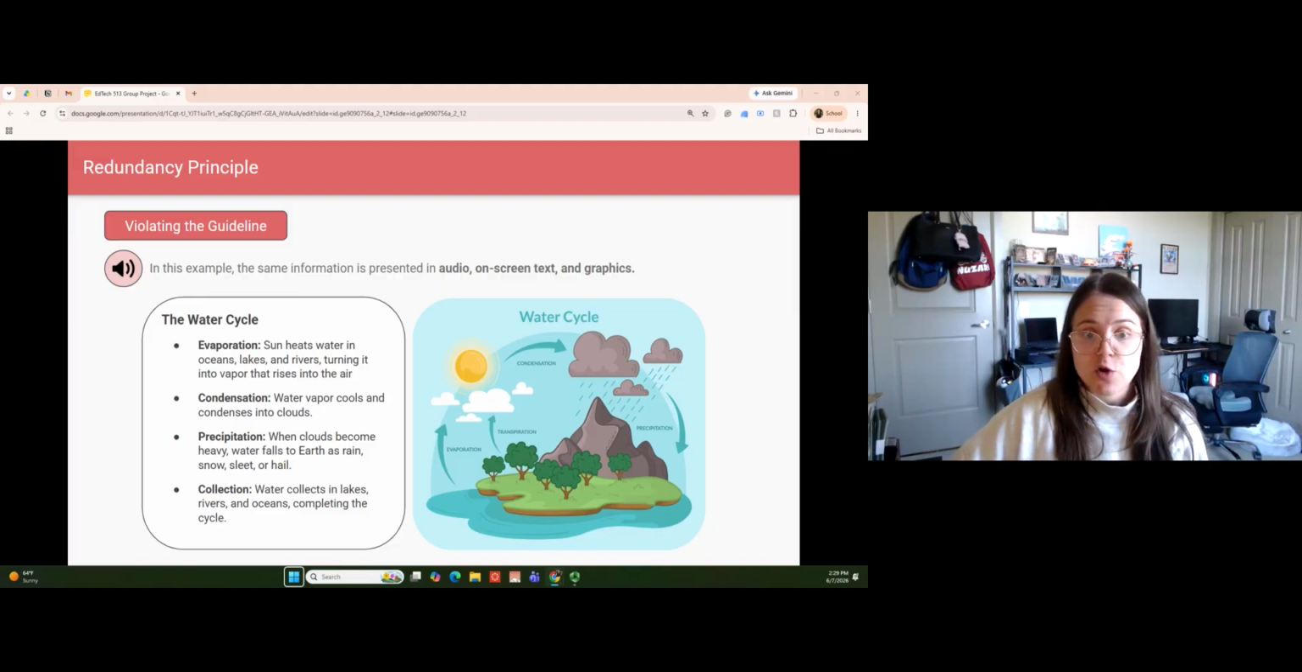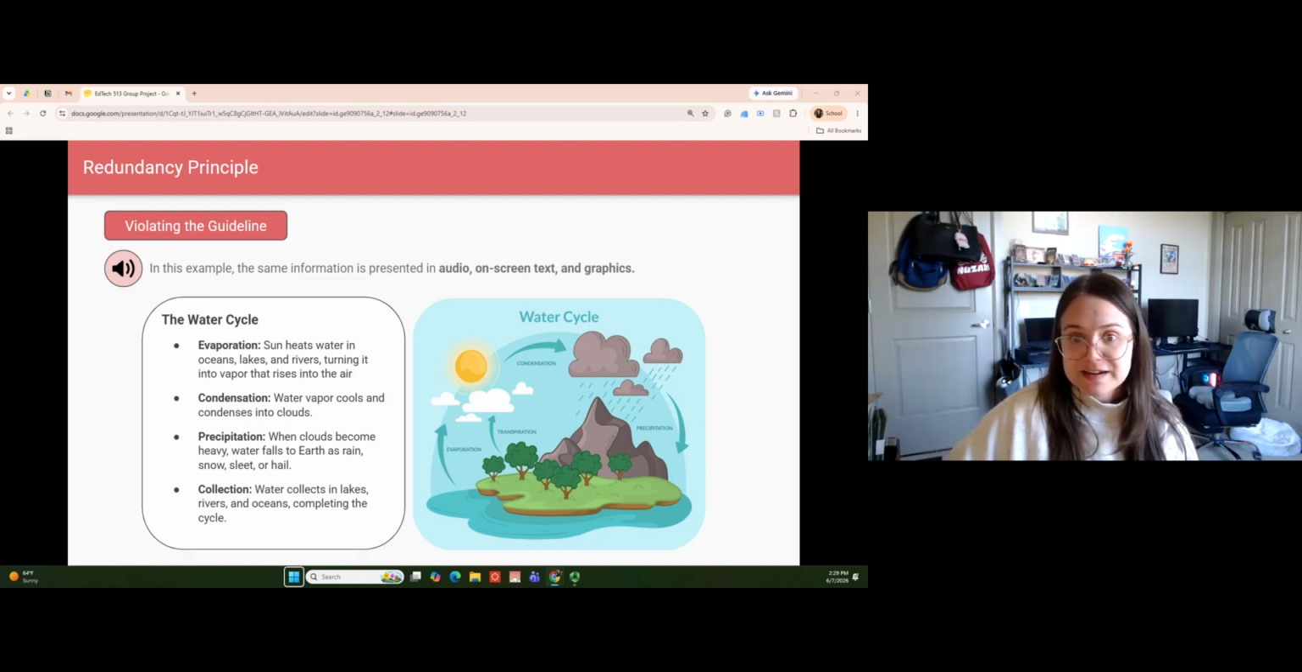Together, these examples show how instructional designers can improve learning by carefully selecting which information is presented visually and which information is presented verbally. Eliminating unnecessary redundancy helps learners focus on the essential content and promotes deeper understanding.